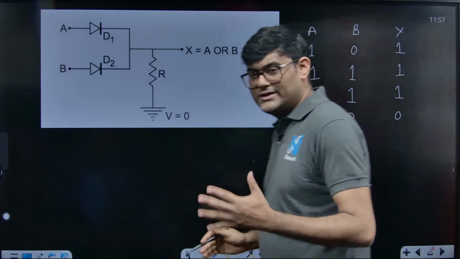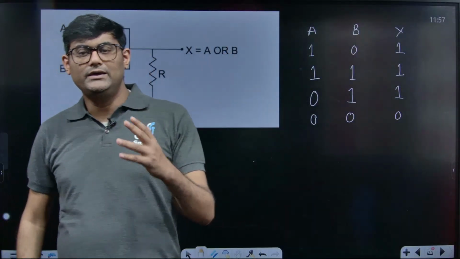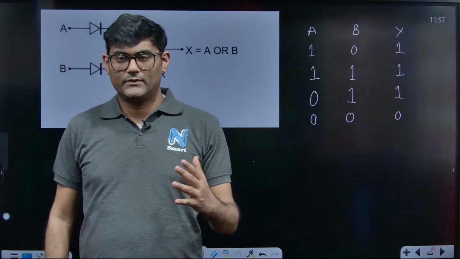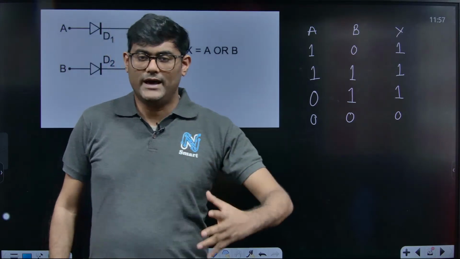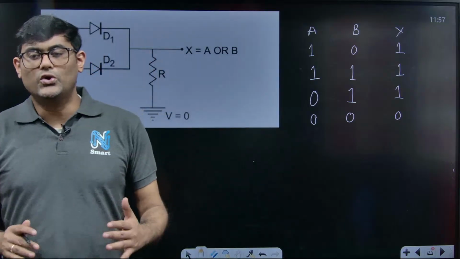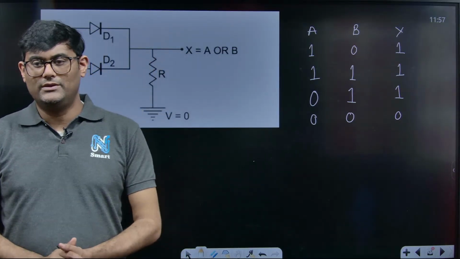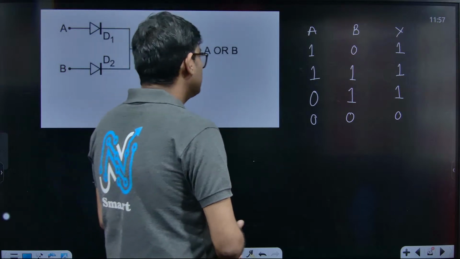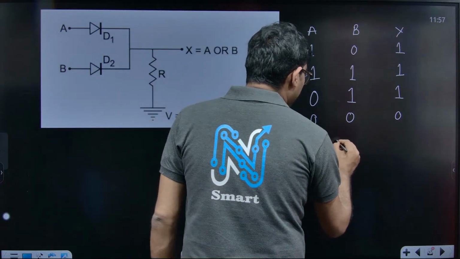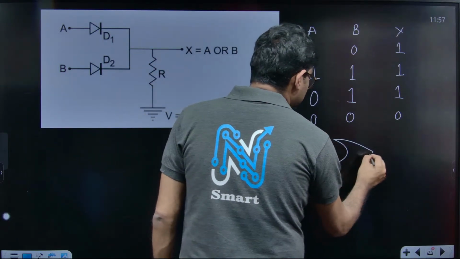So the condition says that if either of A and B is high or 1, then the output will always be high, right? Only if both are 0, then our output will be 0. Understood? This OR gate is represented by this type of symbol.